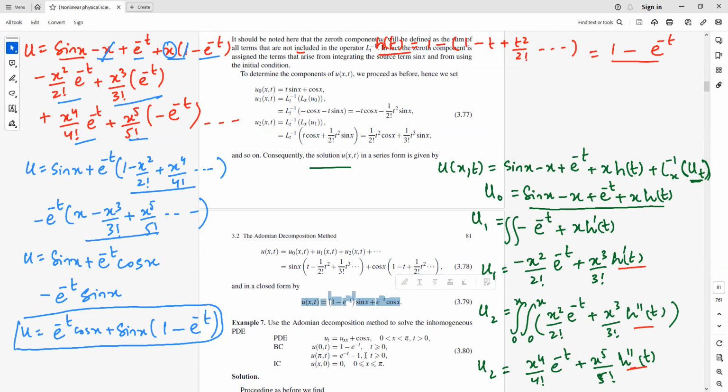We can just verify the conditions and the equation given in the question. So this is how we can solve the problems associated with the heat equation using the Adomian decomposition method in any of the directions. So that's all for today's lesson.